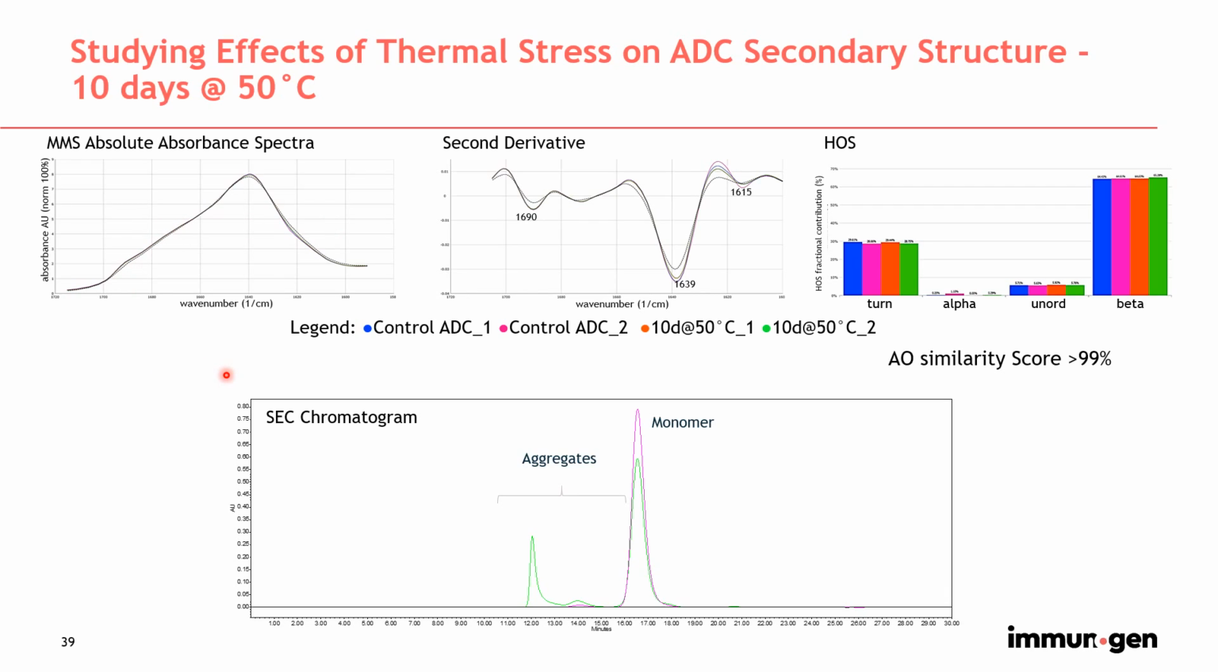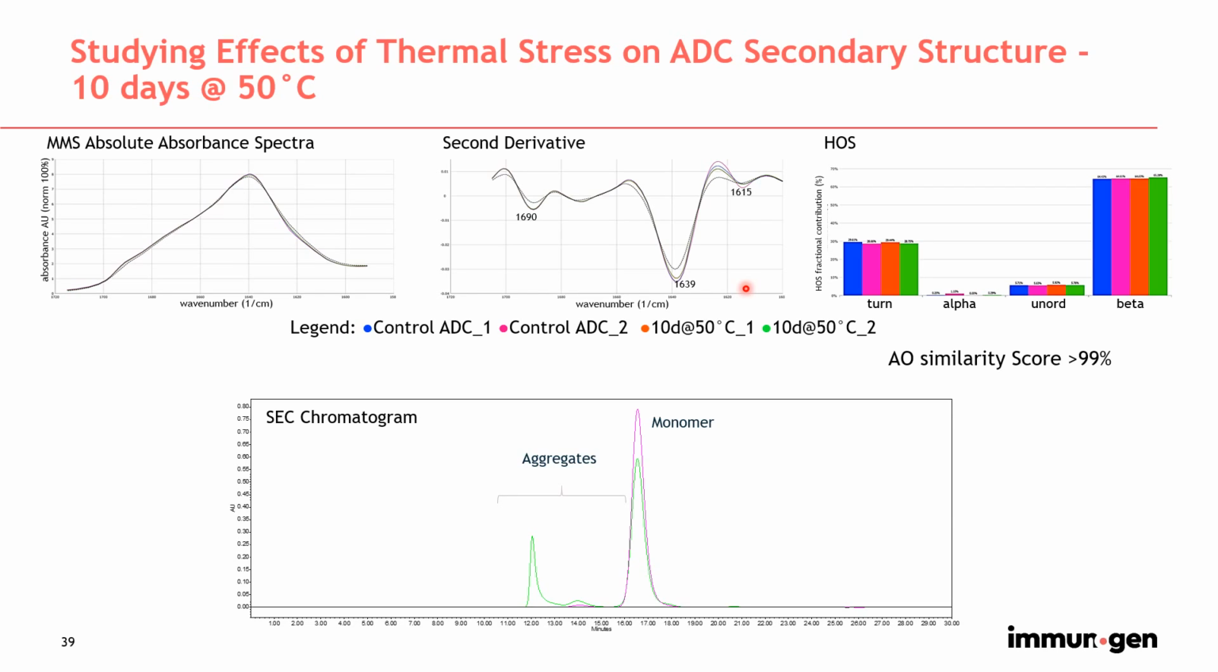Although from the SEC it was evident that 20 to 25% of the ADC had already aggregated, that did not reflect in the higher order structure as studied by the fractional contributions of the different elements towards the secondary structure. As can be seen between the control and the stressed ADC, the levels of beta sheet, beta turns, alpha helix, and unordered structures were pretty comparable. Also, the similarity score from an area of overlap calculated by the software was greater than 99% between the control and the stressed material.